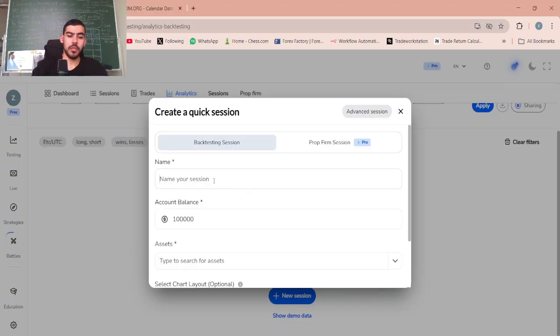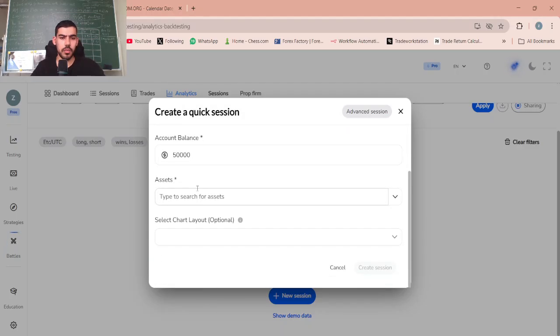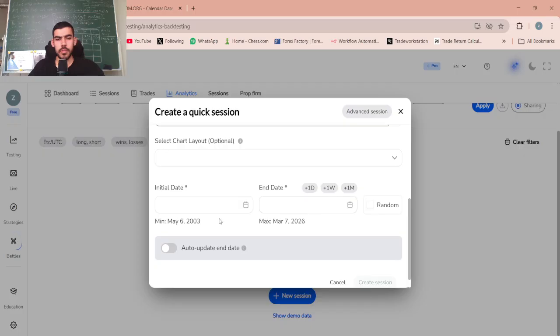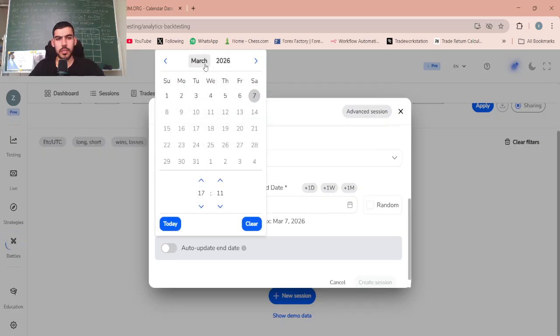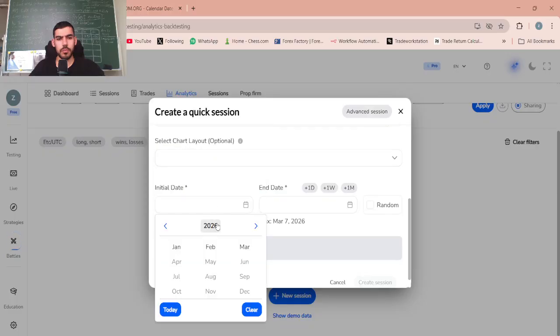It's a really nice website. I use it for backtesting, so I will be backtesting with a 50k account, because for most prop firms, the best accounts they have is the 50k. So we'll go with XAUUSD, and the initial date is 10th of October. Yep, I think 10th of October 2025.